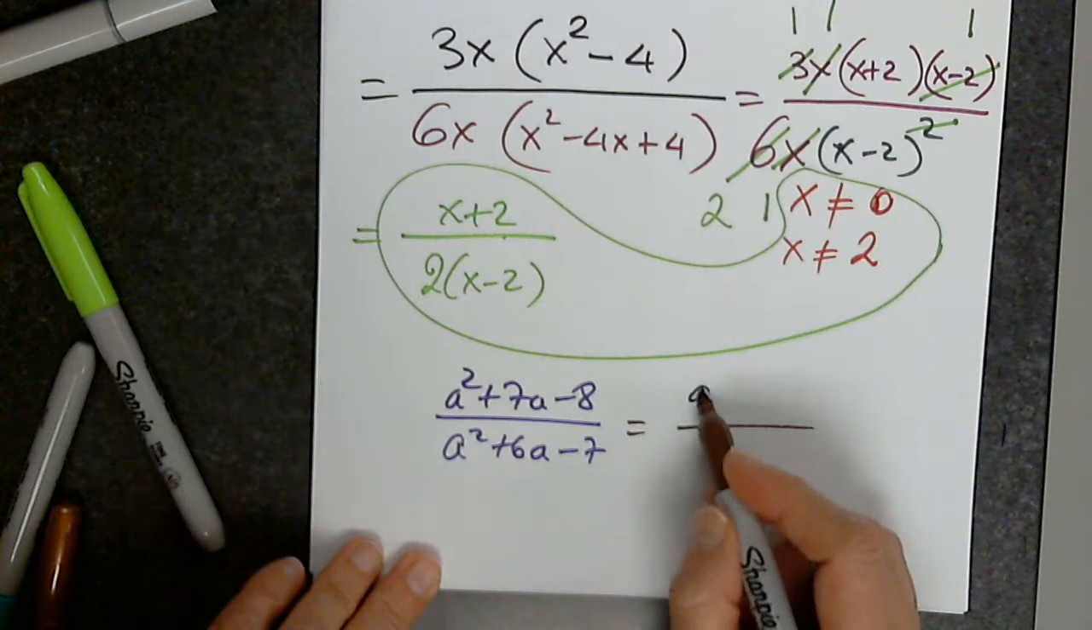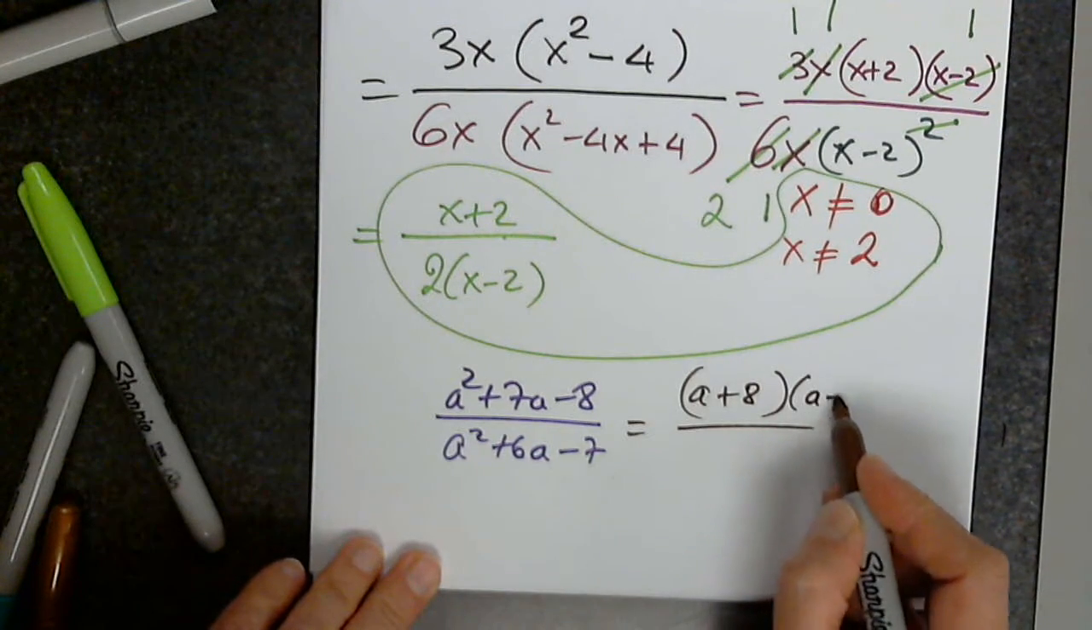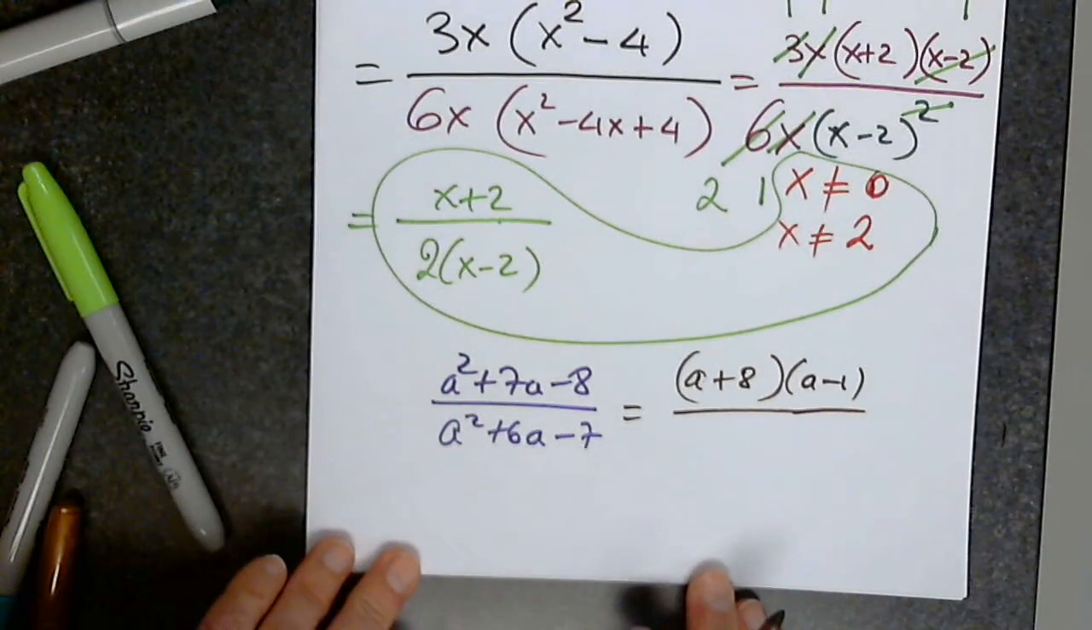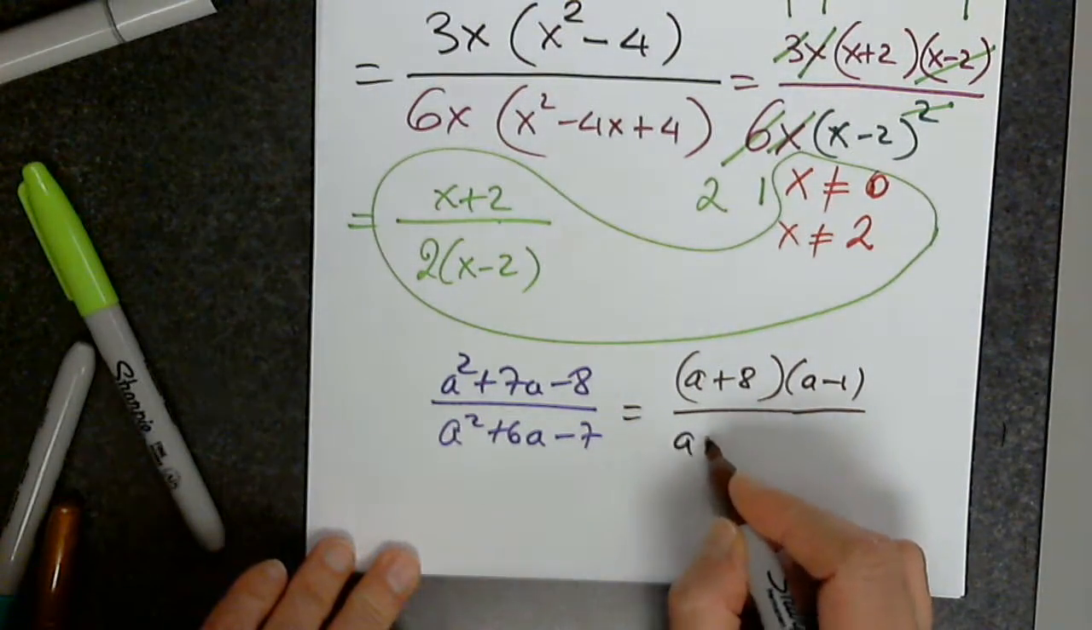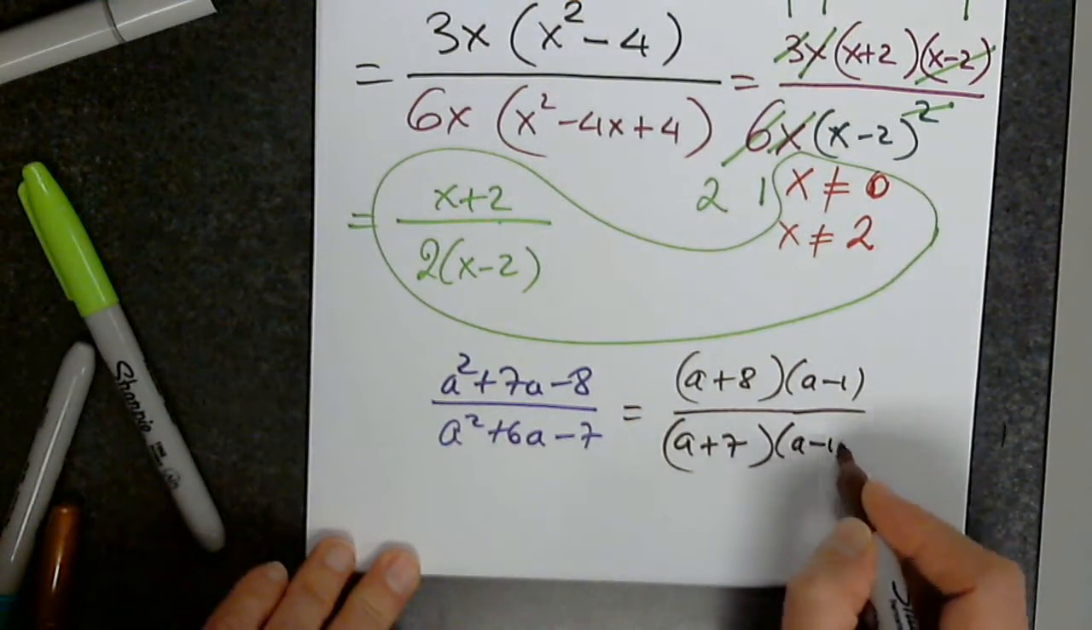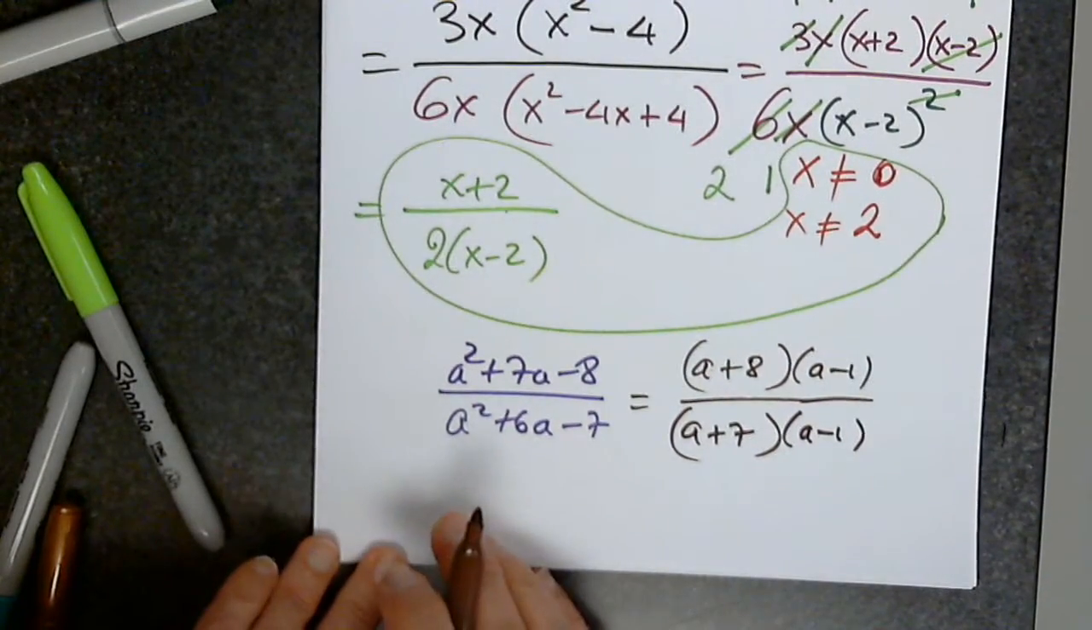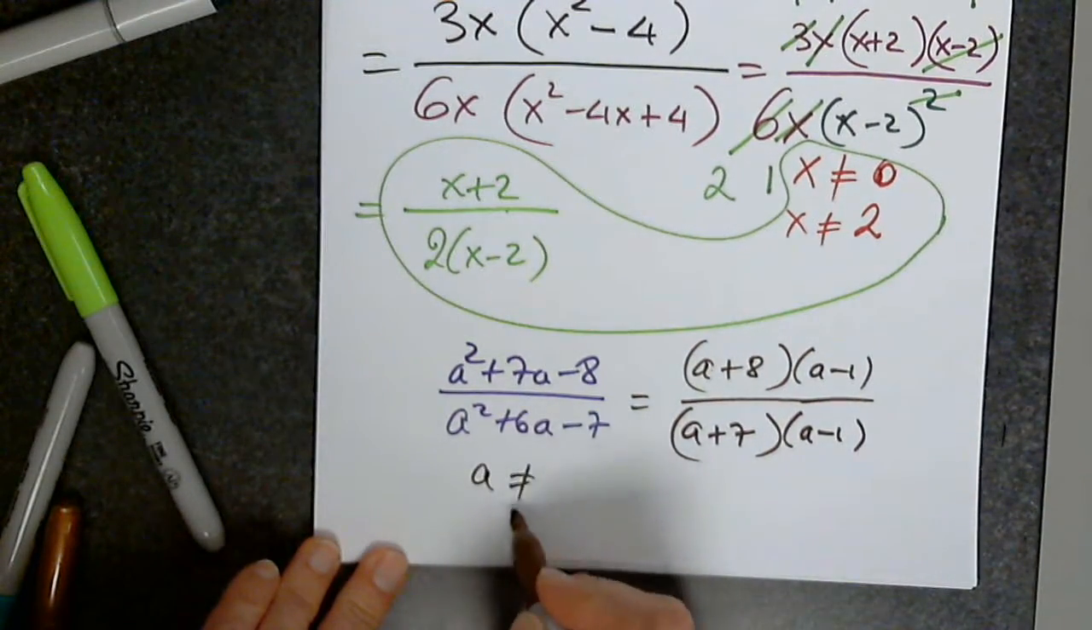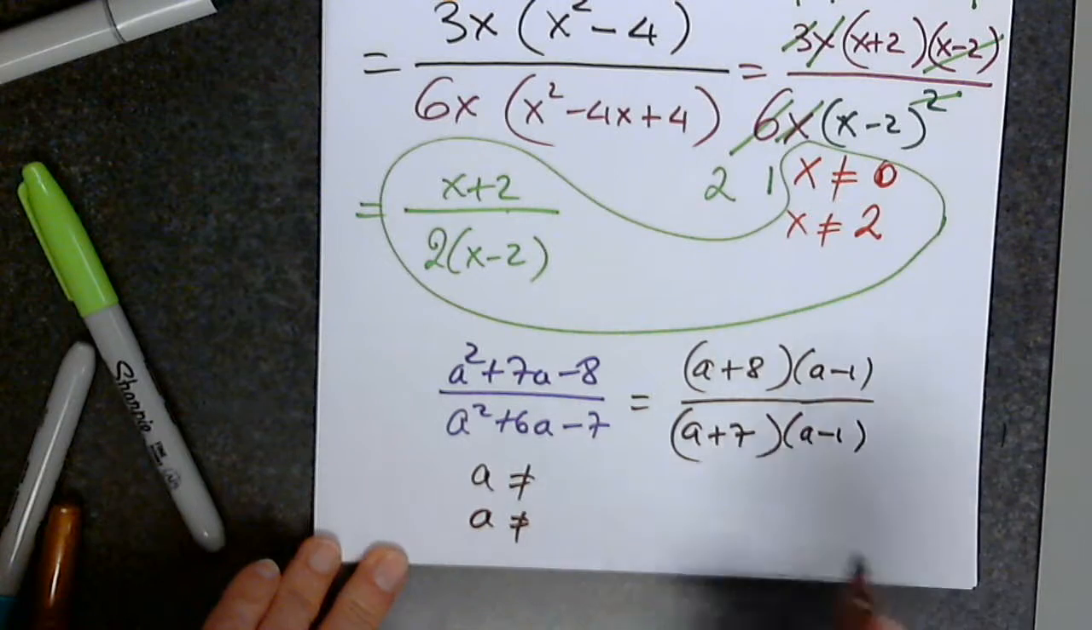X plus 8x. Very good. What about the denominator? 8 plus 7, 8 minus 1. Excellent. I have to state two restrictions, one for each different factor, and only then I can simplify.